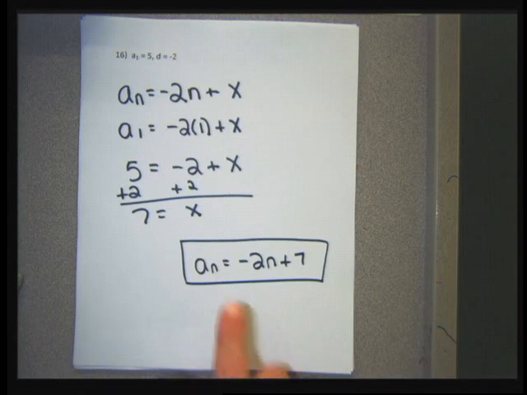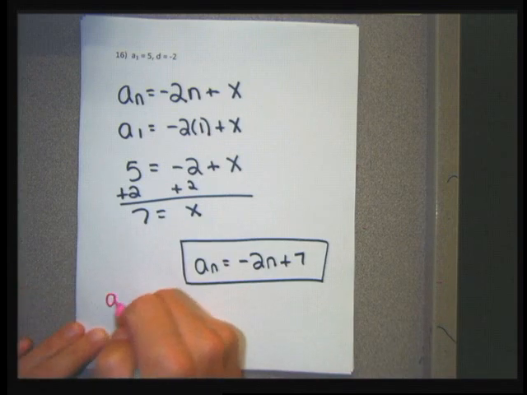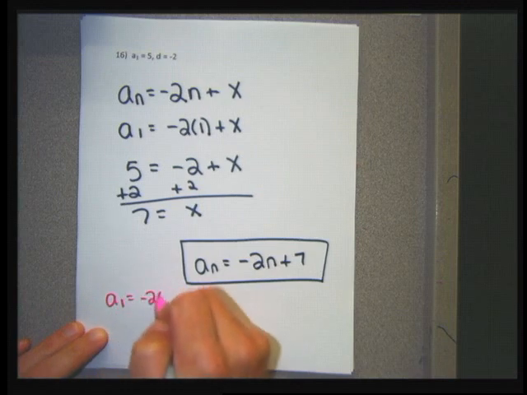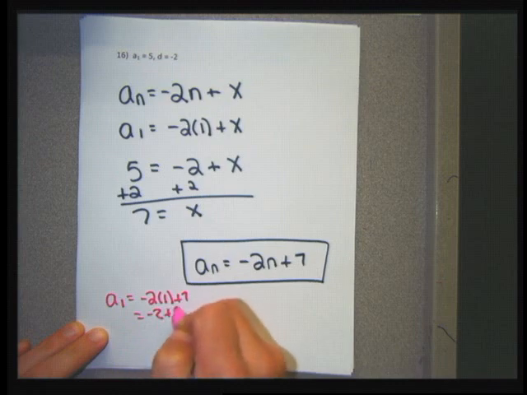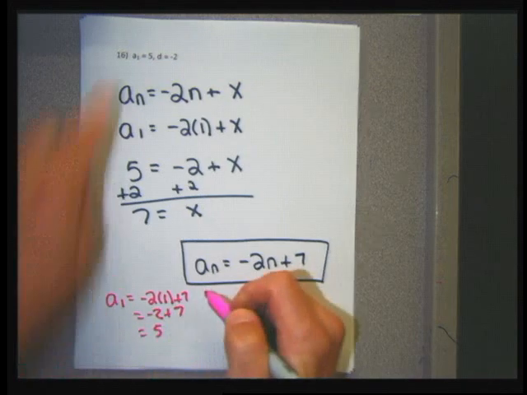So if you started plugging numbers in for n, not that you have to, but if you plugged 1 in for n, you'd go a sub 1 is negative 2 times 1 plus 7, which is negative 2 plus 7, which is 5, which it's supposed to.